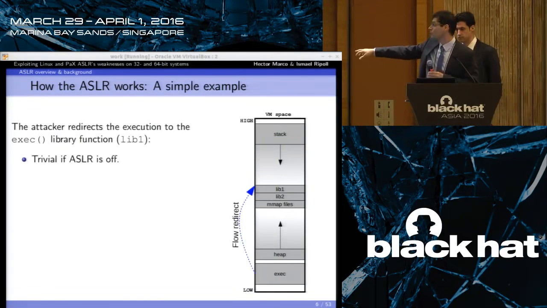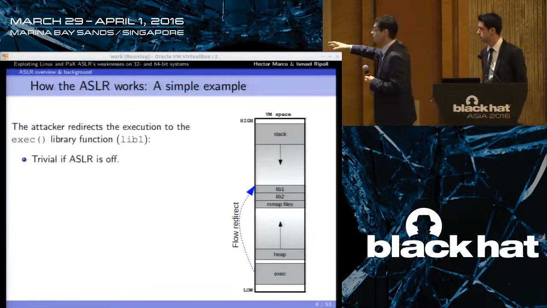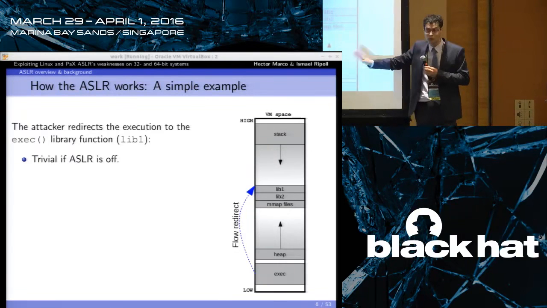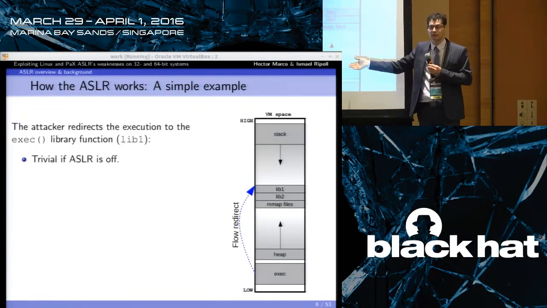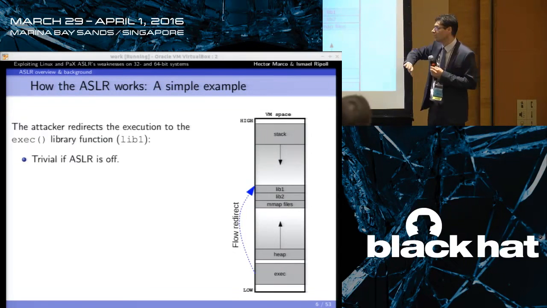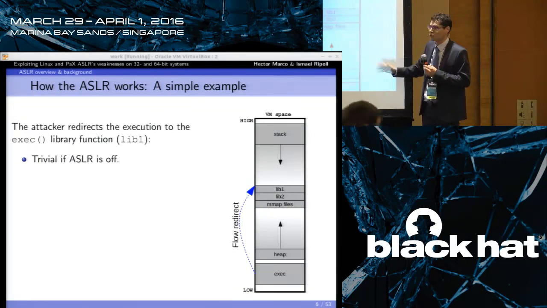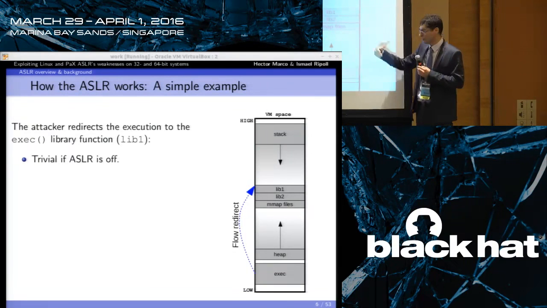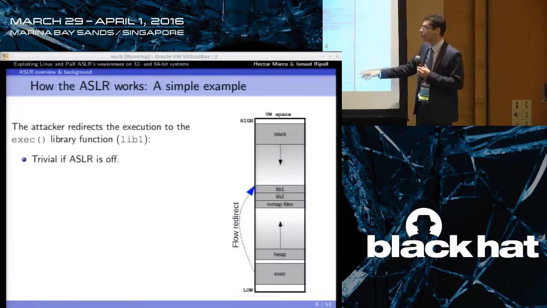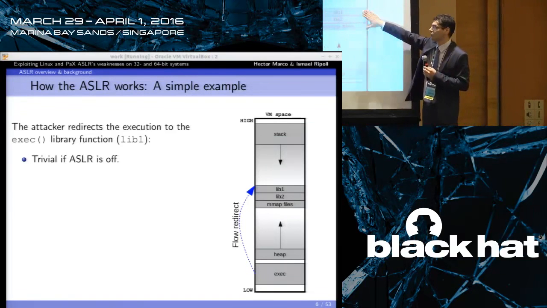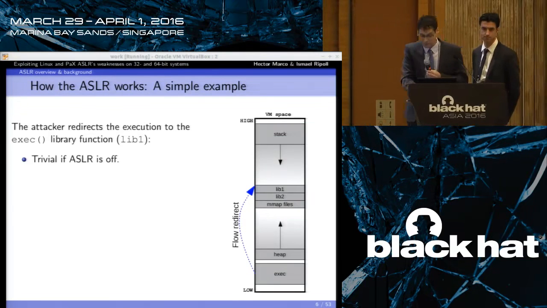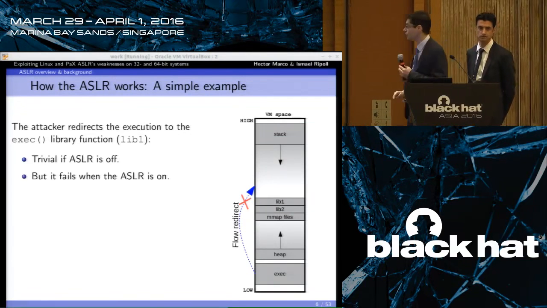So if we have no ASLR, the attack is trivial. We can redirect the flow. We are not talking about how to protect against redirecting the flow. The bug already exists, and we don't care how it is managed or how it is done. Let's suppose that the bug allows an attacker to redirect the control flow of a program, to decide where to jump. If there is no ASLR, it's trivial, because the attacker needs an absolute address.